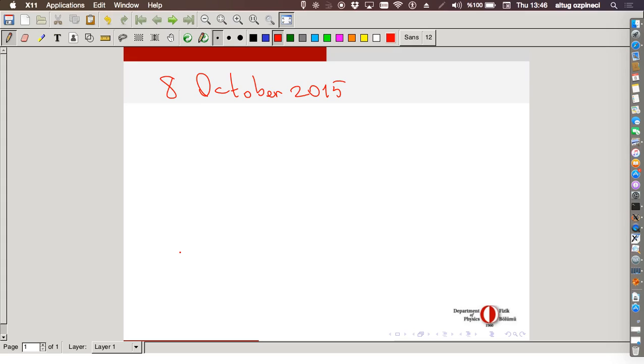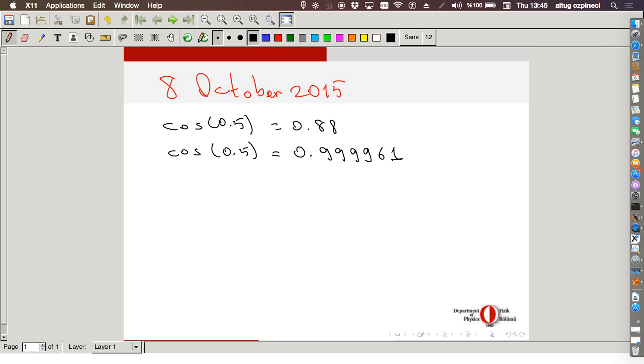And units are always important. You should always pay attention to the units and also the definitions. Depending on the units and depending on the definitions you have, if you try to calculate cosine 0.5, you can get, for example, 0.88. Or in most of the calculators, this is what you would get. But what you want is cosine 0.5 is equal to 0.999961. So what's the difference between the two? What do you think might be the difference?